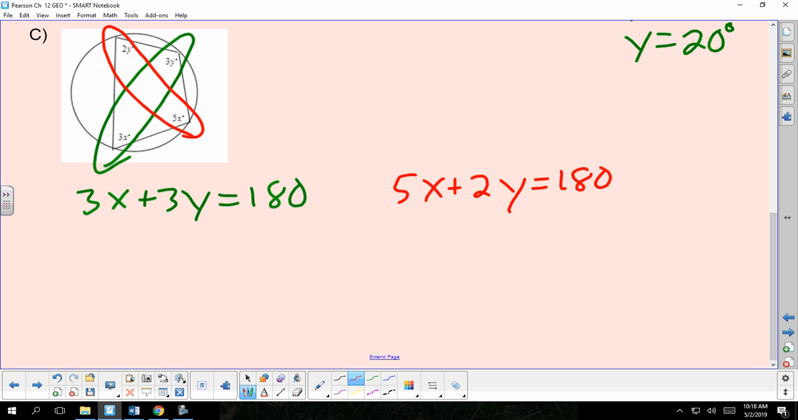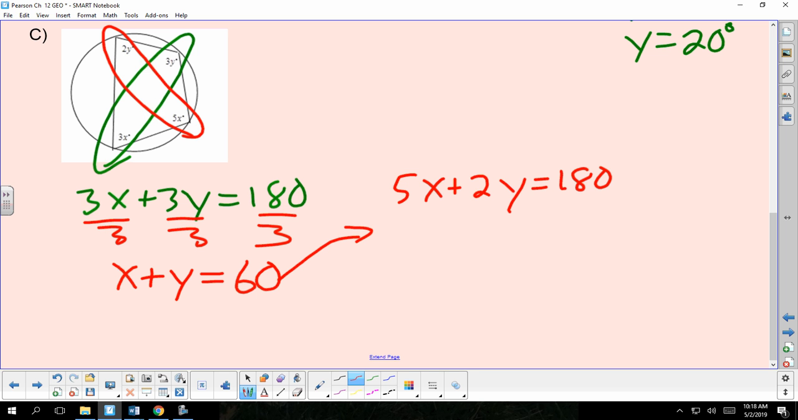So the first thing I'm going to do is see if I can simplify these equations at all. What can I take out of all three of these terms? 3. So let's get rid of this. So we have x plus y equals 60. I'm going to put that right over here. And since many of us like elimination, let's use elimination to solve.